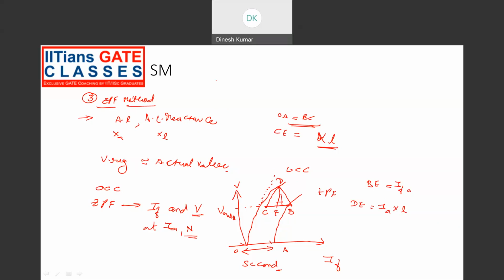So we know from the induced voltage expression, E can be given as E is equal to the square root of (V cos phi plus IRA) whole square plus (V sin phi plus or minus IXL) whole square. Now XL we have, the field current we have, the terminal voltage we have. So from that we can calculate the value of E, right?